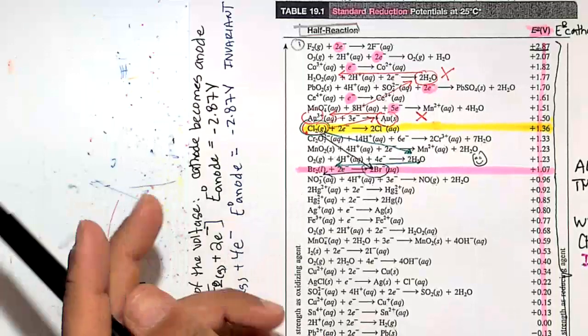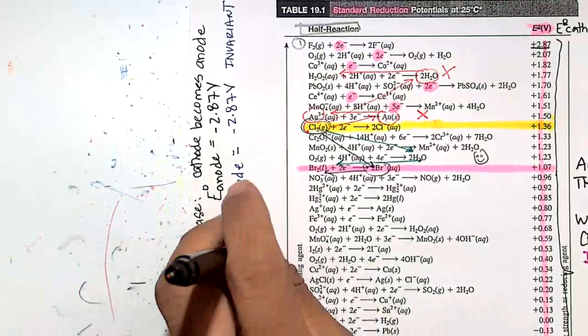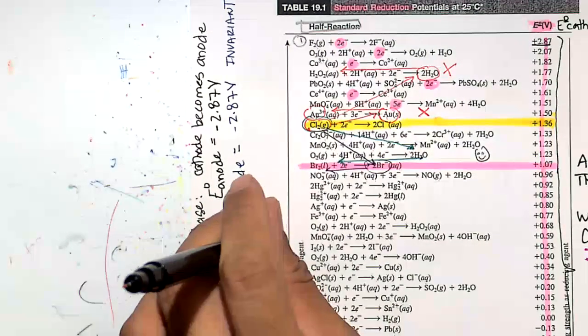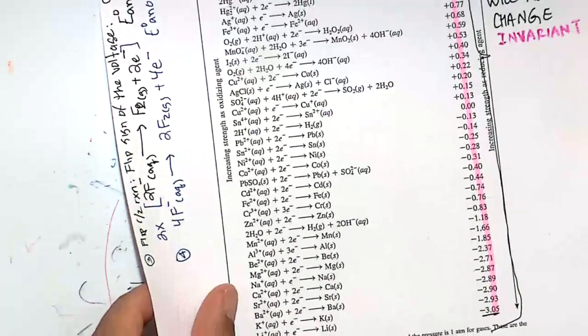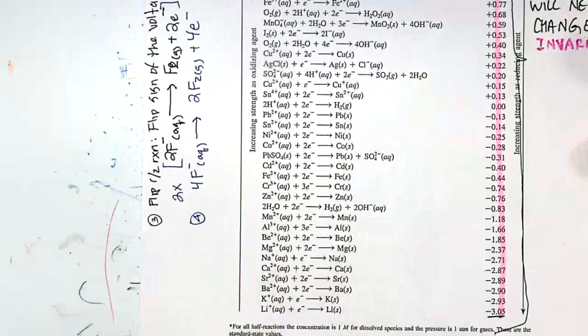Okay, does this make sense? Okay, this is called the diagonal rule. Okay, the diagonal rule. Okay, let's do another example here.